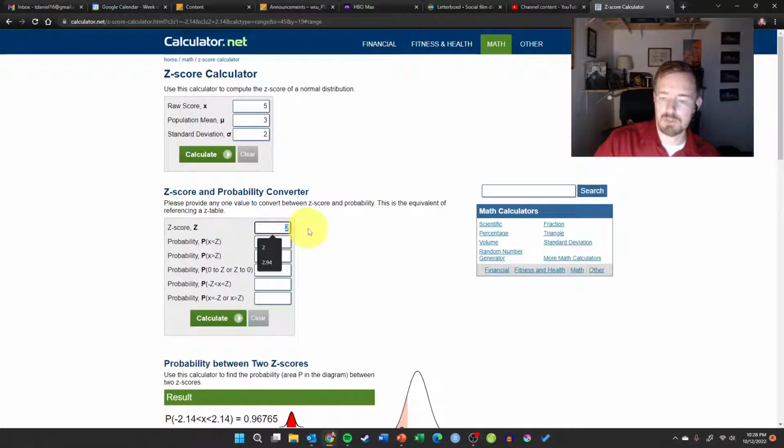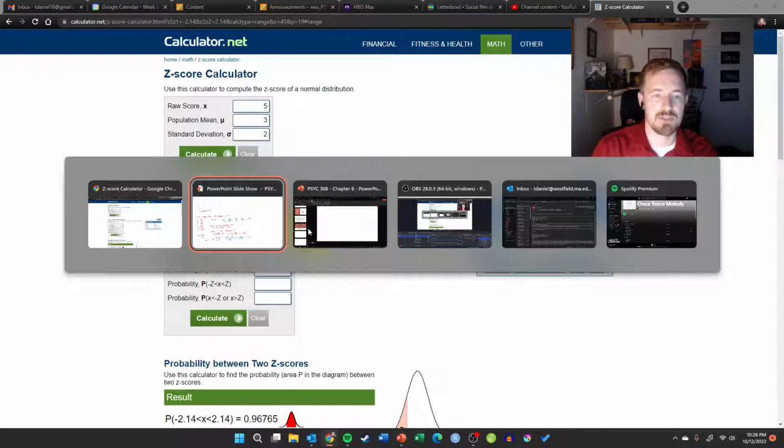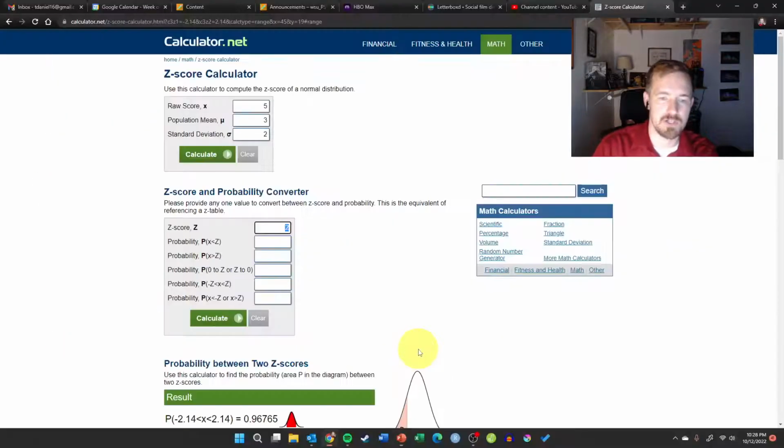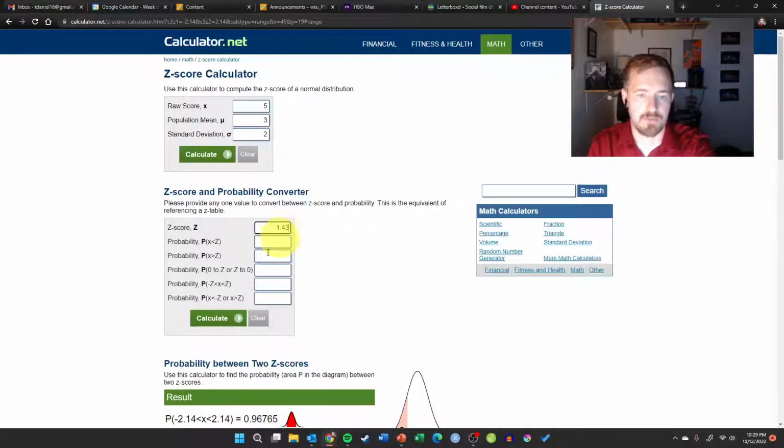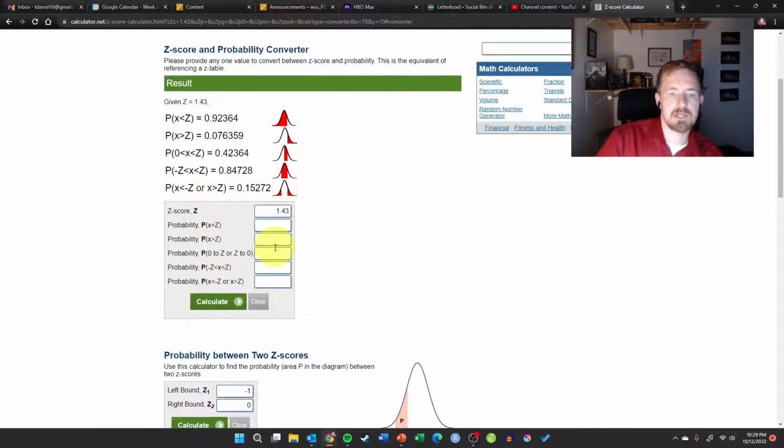So yeah, let's see what happens. Well, sorry, I already forgot what the value was. 1.43. So 1.43. I'm just going to plug it in here, and let's see what happens. So I plugged that in here, and then now I get all this stuff. And I don't know what any of this stuff means, right? Like, which of these values should you pay attention to? Just pay attention to the shaded part of the distribution.